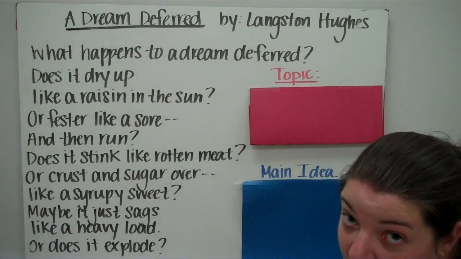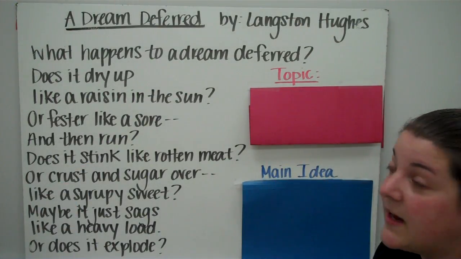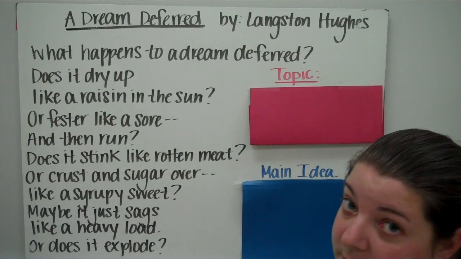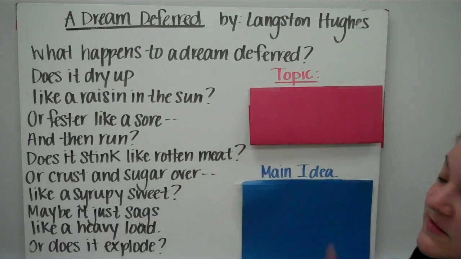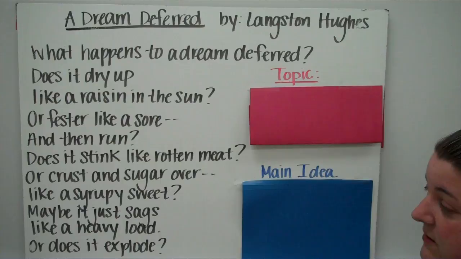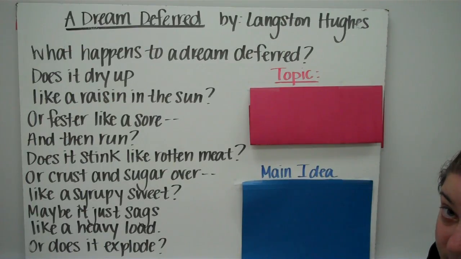Let's try again with something harder this time. This time we're going to look at an actual poem. This poem is called A Dream Deferred, and it's by my personal favorite poet, Langston Hughes. So here is the poem. What happens to a dream deferred? Does it dry up like a raisin in the sun? Or fester like a sore and then run? Does it stink like rotten meat, or crust and sugar over like a syrupy sweet? Maybe it just sags like a heavy load, or does it explode?